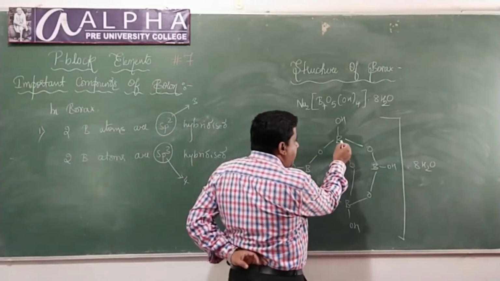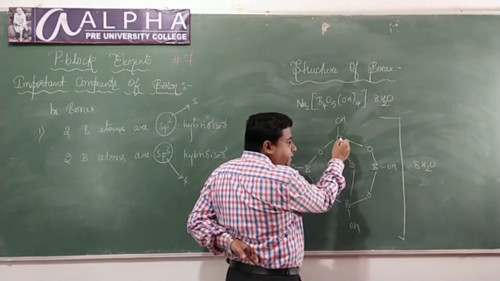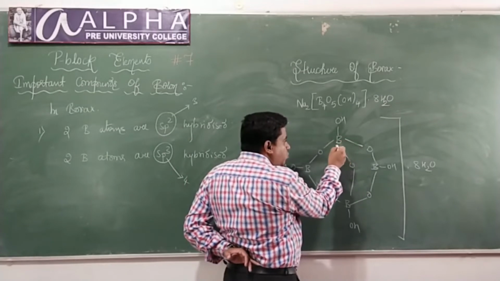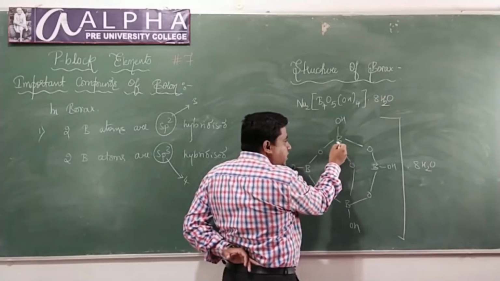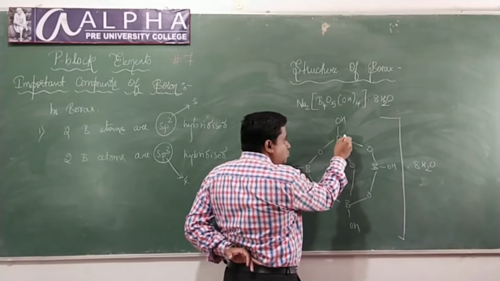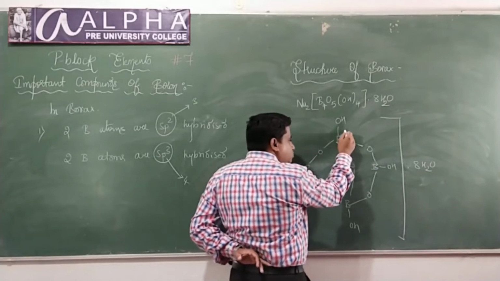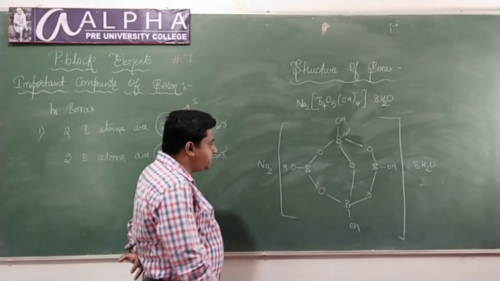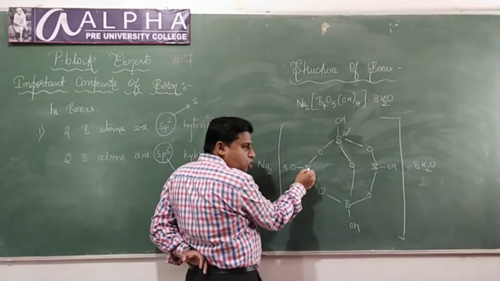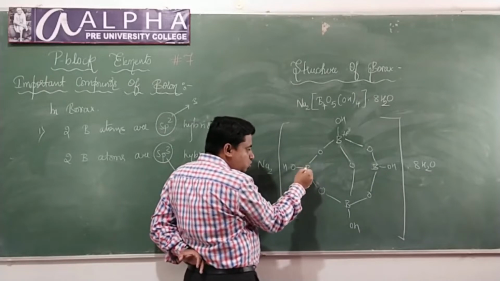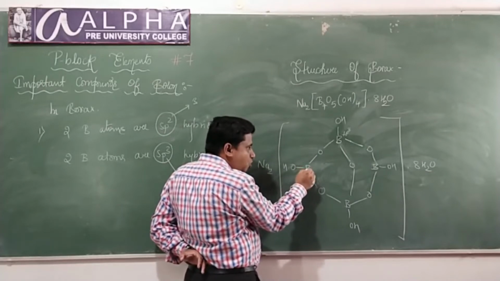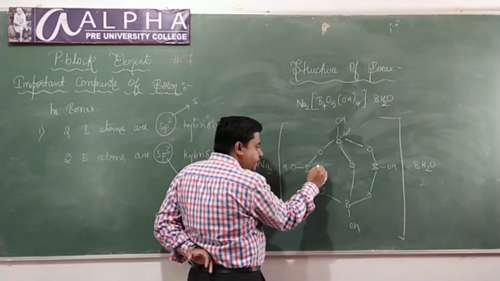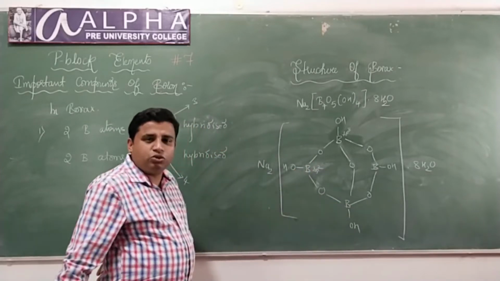How many bonds around this boron? 1 2 3 4. So this boron is surrounded by 4 bonds, therefore this boron is sp3 hybridized. Now look at this boron. It is surrounded by only 3 bonds, 1 2 3. Therefore this boron is sp2 hybridized.